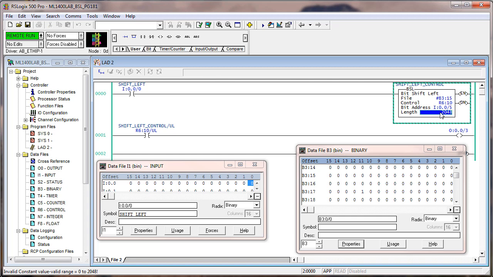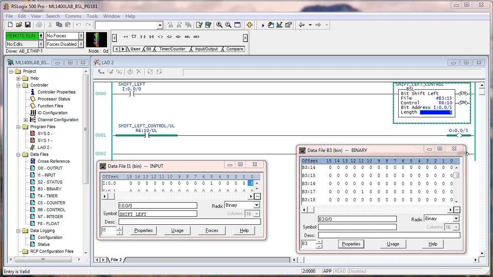And it would not let you. That's because the maximum distance, the maximum number of words that you can shift through, is 128. You can't use the entire B3 array with a bit shift left. Only 128 words, which would be 0 through 127. Remember, 0 is the first word, 127 is the 128th word.